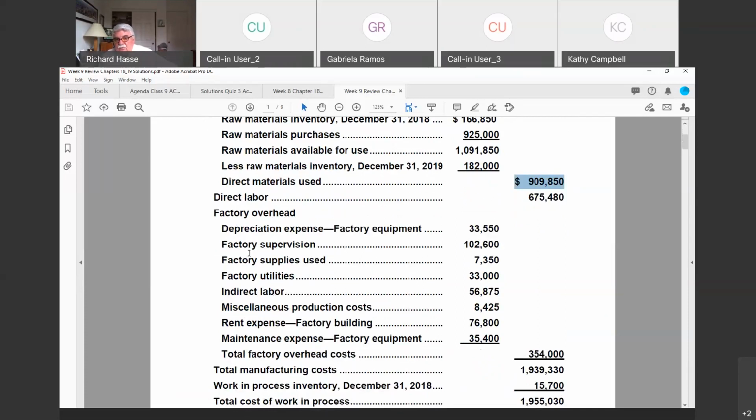Depreciation, supervision, supplies, utilities, indirect labor. What is indirect labor? It's like your maintenance staff in the plant who keeps the plant clean after hours. That's indirect labor. Without them, the plant will be a mess and we couldn't produce anything. So if you're involved in maintenance in a plant after hours, you're called overhead, indirect labor. Miscellaneous production costs, rent expense on the factory, maintenance expense on the factory. Maintenance supplies it could be.